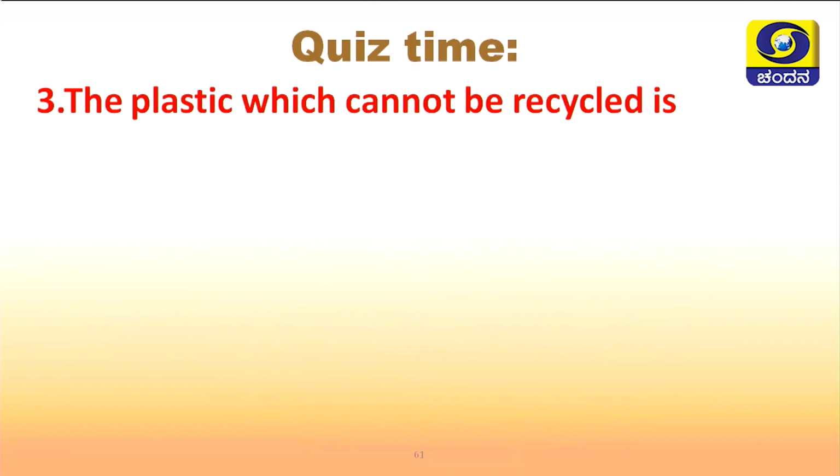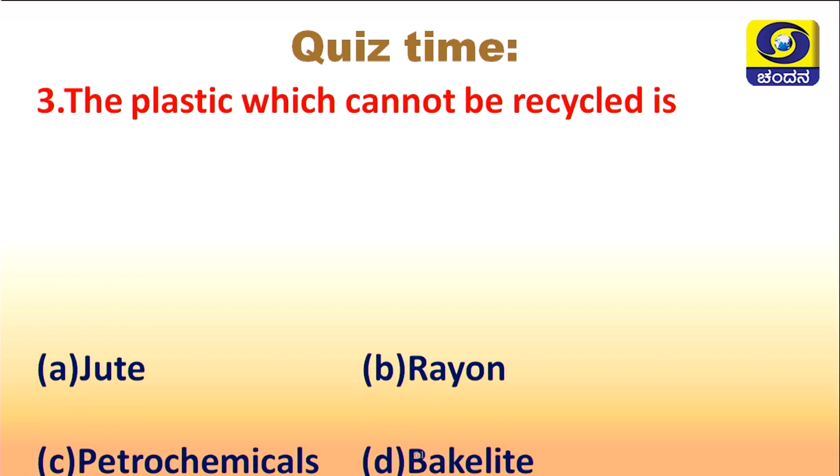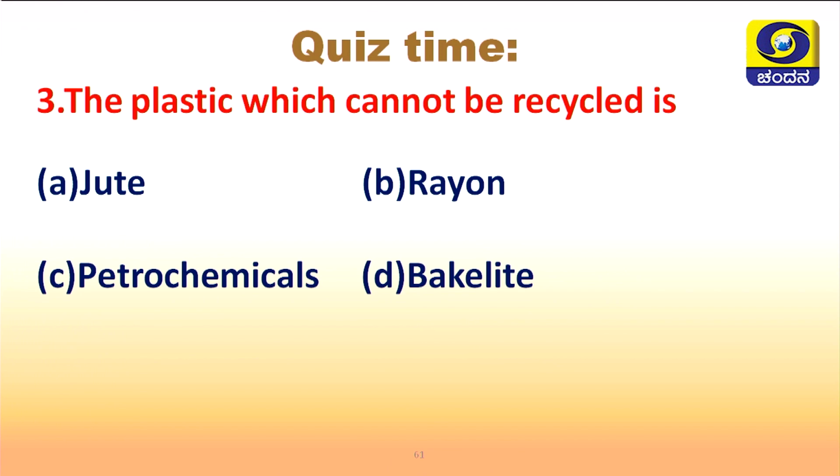Very good. The third question comes here. The plastic which cannot be recycled. The options are A, jute, B, rayon, C, petrochemicals, D, bakelite. What would be the answer? Yes, very good. The answer is bakelite.